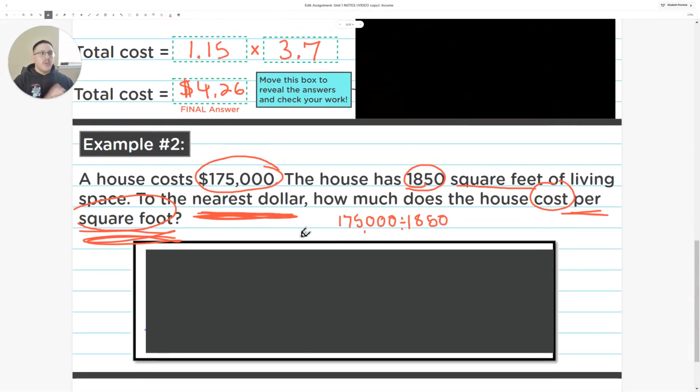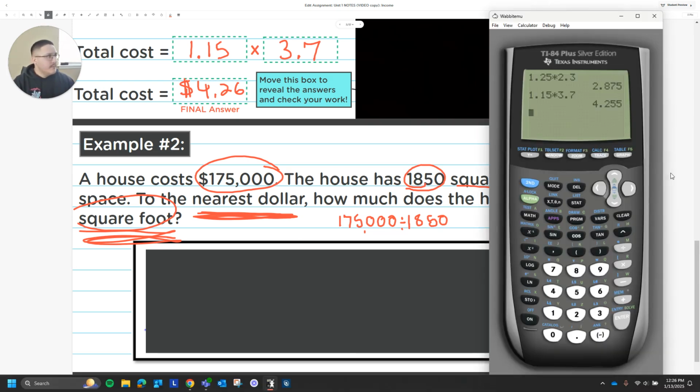Example 2, we have our totals that we want to break down even further into their parts. So that's why this is a division problem. So divide these two numbers. 175,000 divided by 1850. And we have 94.59459, etc. And it looks like it repeats the decimal.